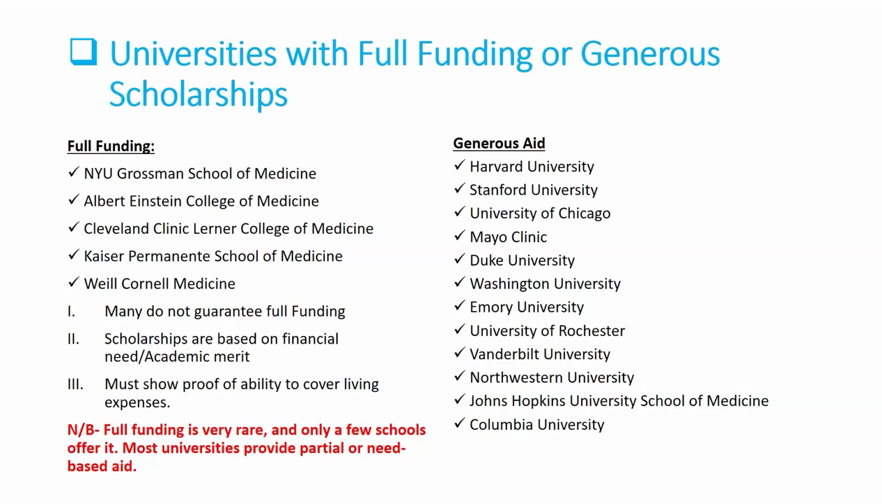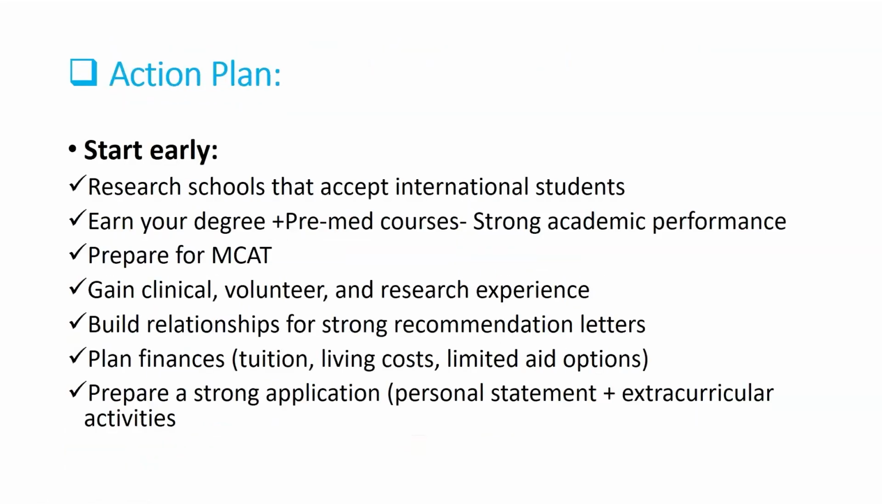So the key takeaway here is that full funding is very, very rare, and only a few schools offer it. Most universities provide partial or need-based aid. So yeah, let's go on. So what is the action plan?